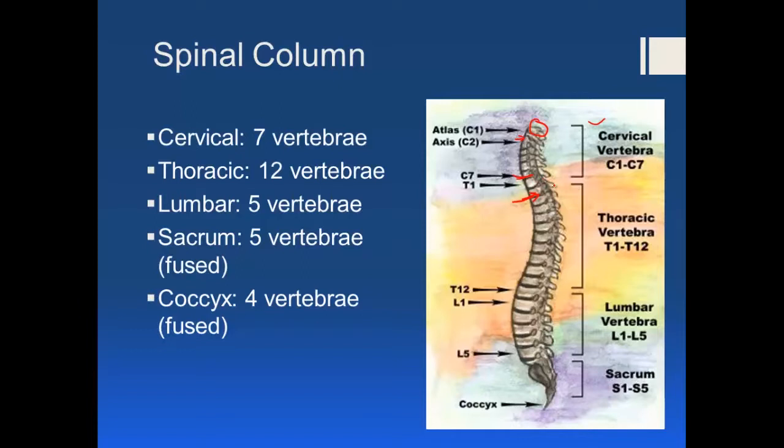The next one is the thoracic vertebra, and those are the ones in your chest, or your thorax, T1 through T12. Down in the lower back, you have the lumbar vertebra, numbered 1 through 5. Down below that, you have the sacrum. Most of the sacral vertebrae are fused, and at the very end, you have the coccyx, which is the tailbone, also fused vertebrae.